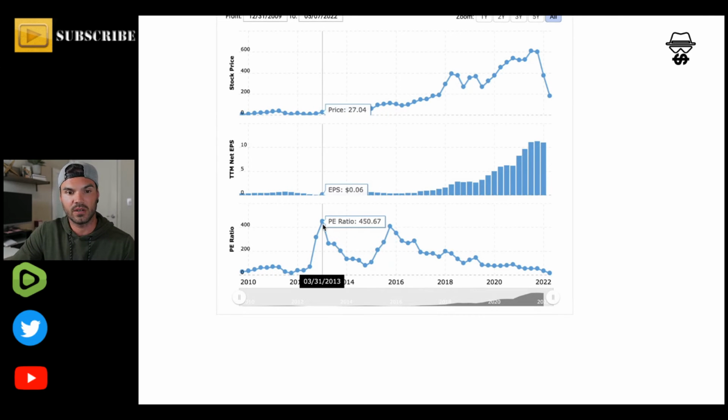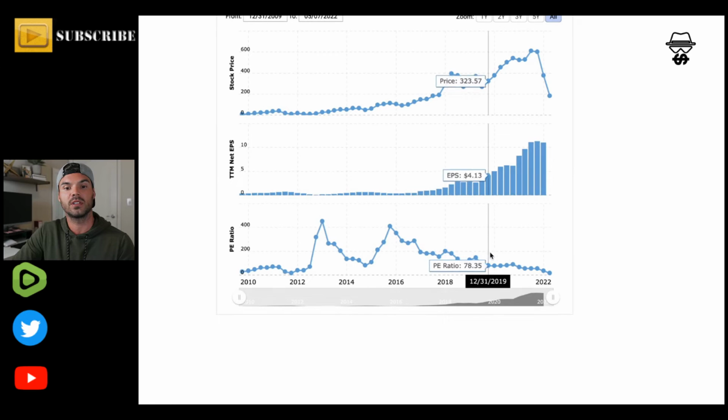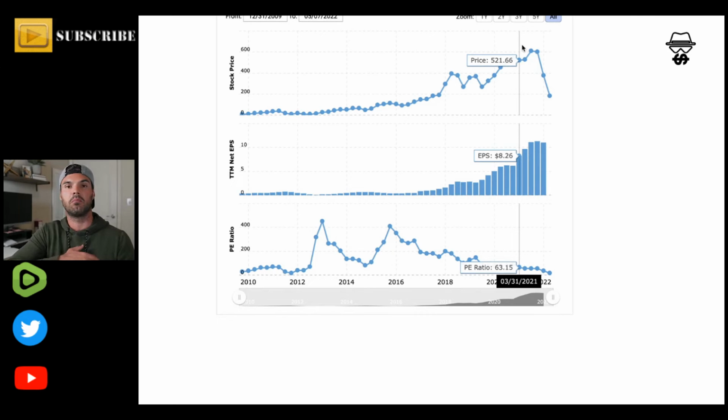So you can see when it was getting incredibly expensive, you're paying 450 times what their earnings is. Back here, 2015, 408 times what their earnings were. So look, if you look at it from this perspective, since 2015, Netflix has been crashing in terms of earnings, right? Compared to the price of their stock and the earnings that they're bringing in. Even though the earnings were going up, the stock price was just blowing through the roof.